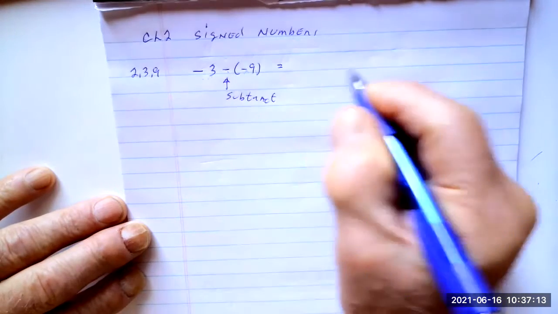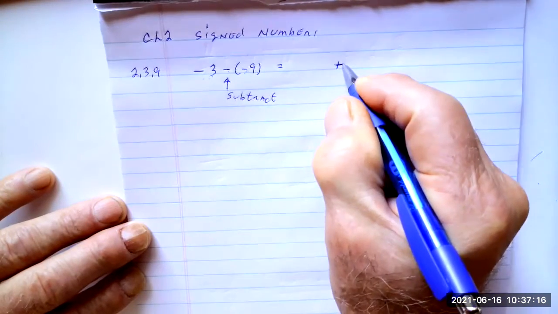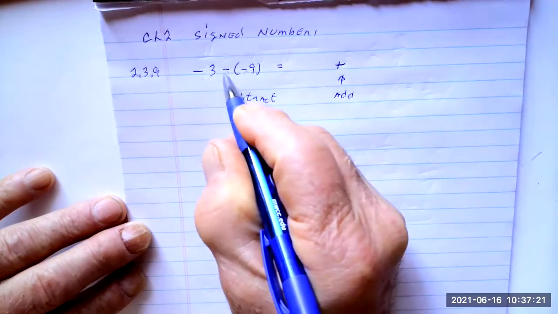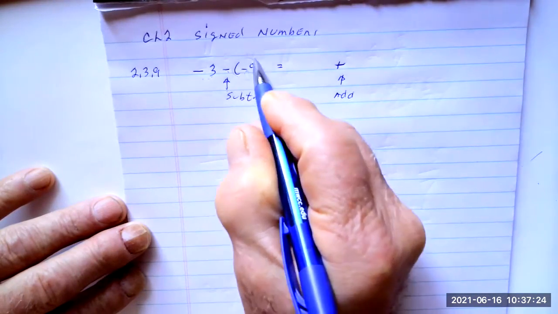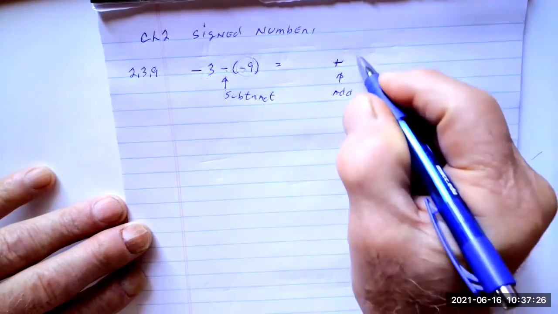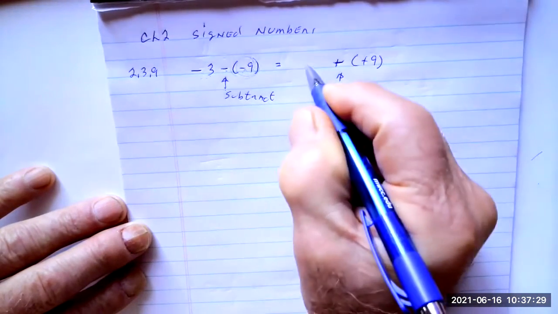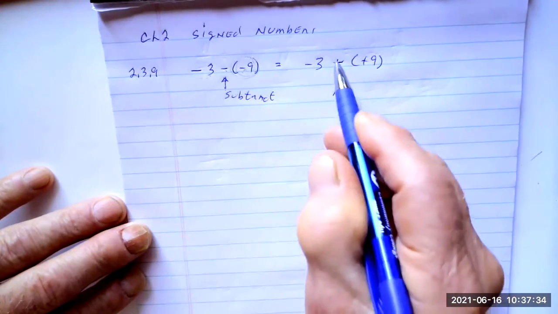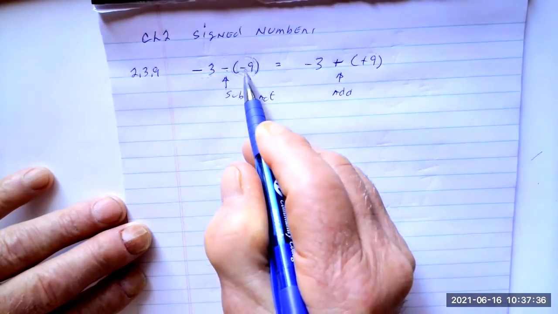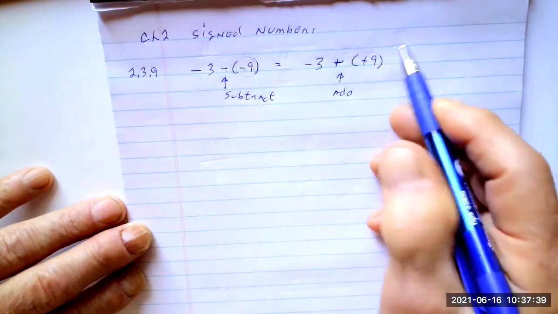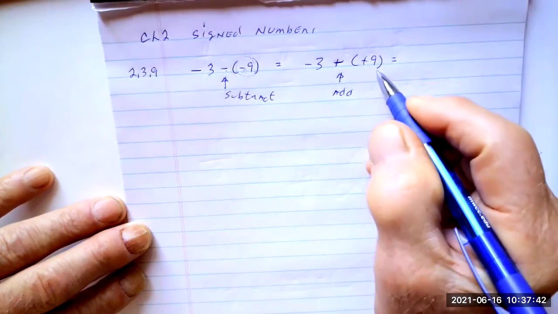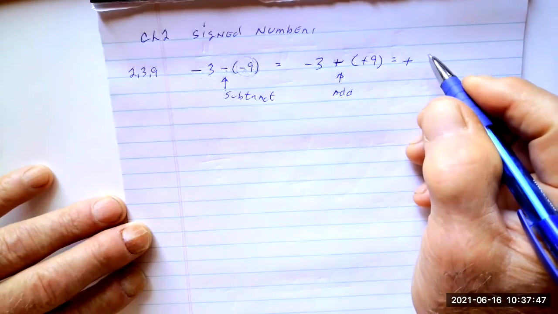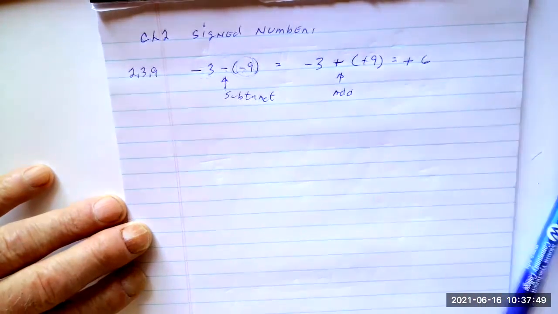You change the subtraction operation to addition if the number that had followed the subtraction symbol becomes the opposite. So the opposite of -9 is a +9. I'm going to put back the -3. So again, repeating, subtraction is equivalent to adding the opposite of the number that followed the subtraction symbol. Now proceed as an addition. We have unlike signs. Take the sign of the larger, which is positive. Take the smaller number from the larger. That answer is 6.